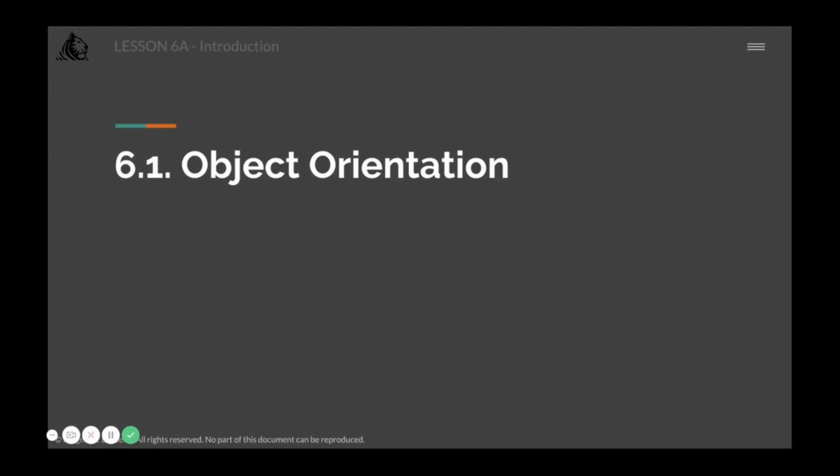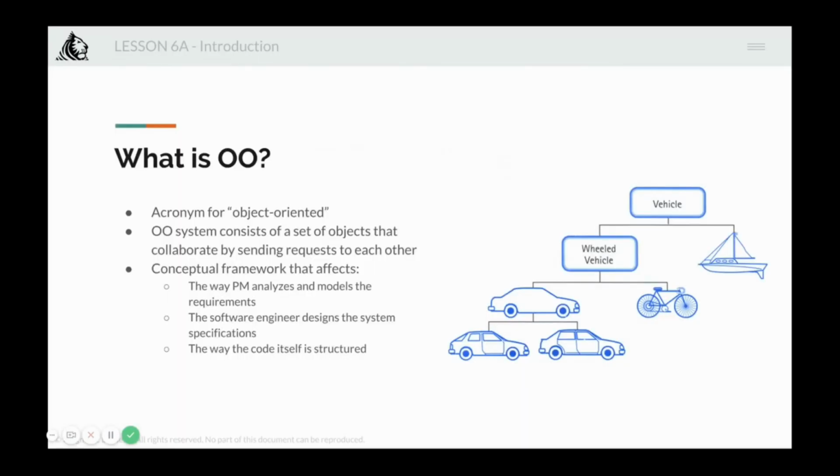So let's talk about object orientation. For those who are developers, you might have heard of this term, object orientation, or object oriented programming. In this subtopic, we are going to talk about object oriented. So what is OO? You will see this OO a lot of times. OO stands for object oriented or object orientation.